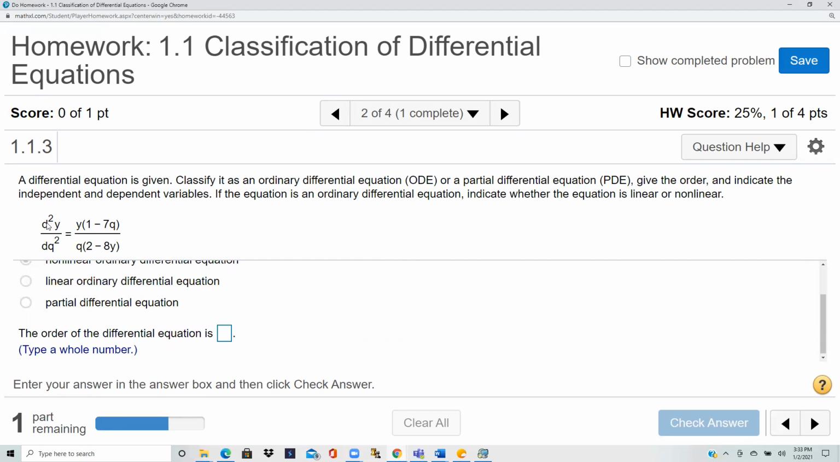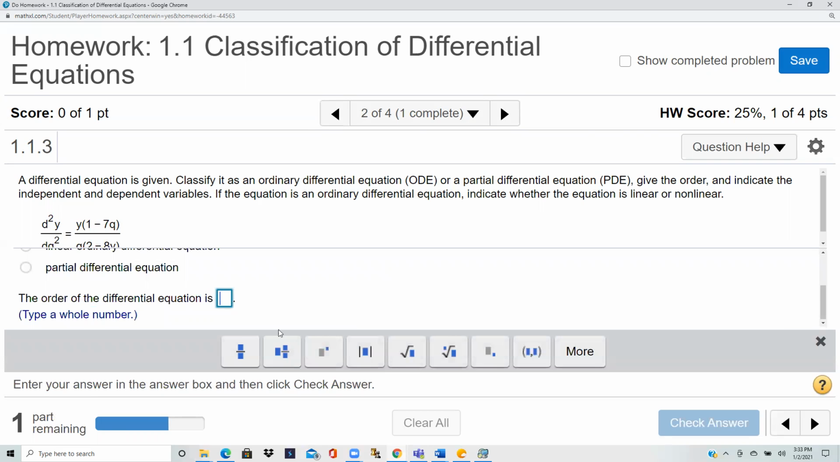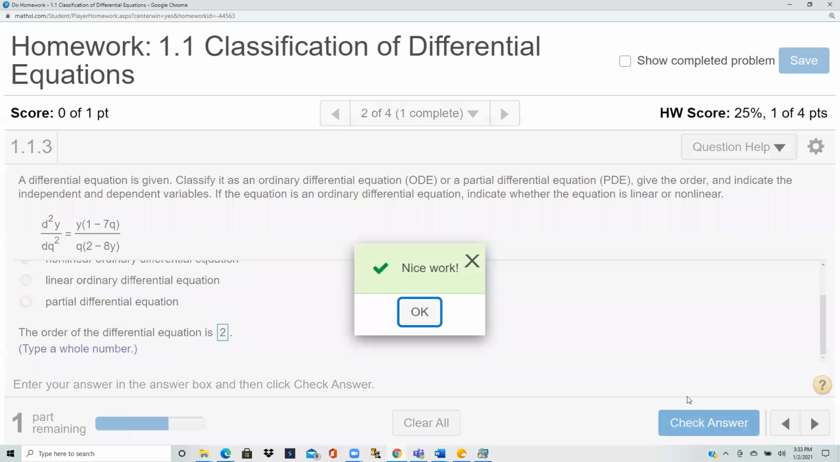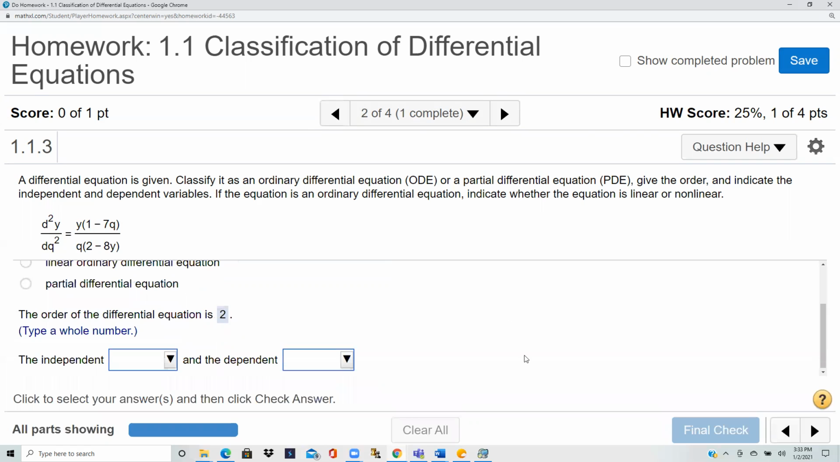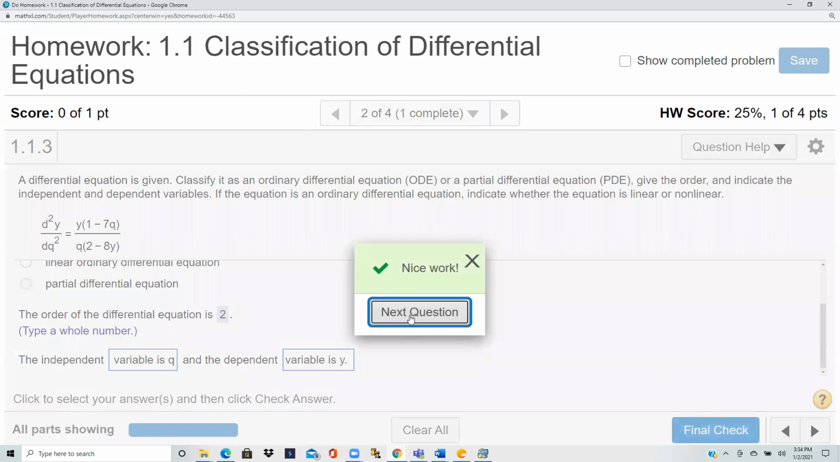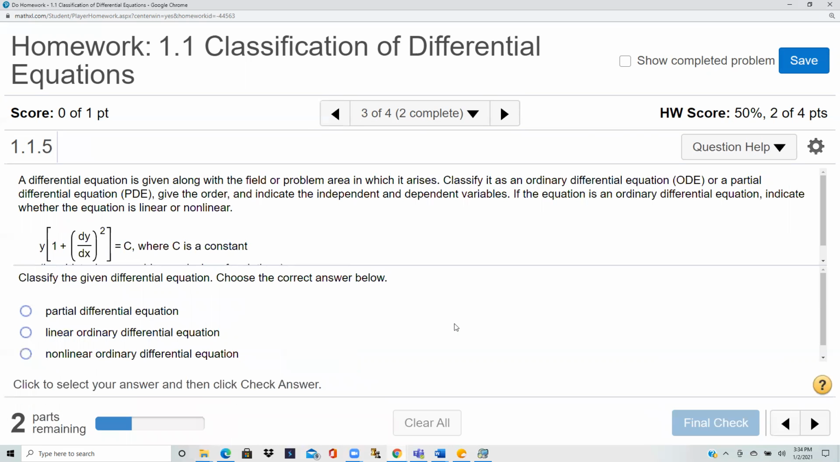The order is 2 because the highest derivative is the second derivative. And the independent variable in this case is q and the dependent is y. Remember, the dependent variable is the top of the derivative.